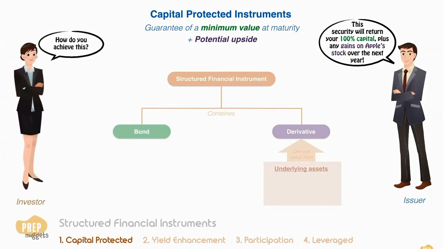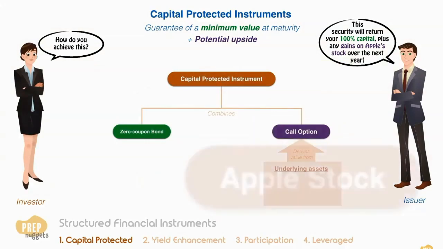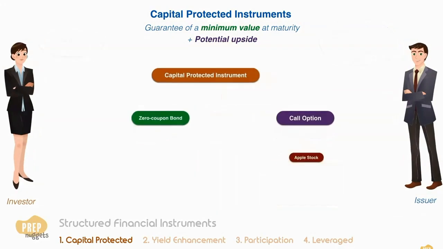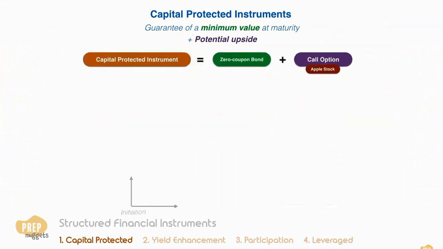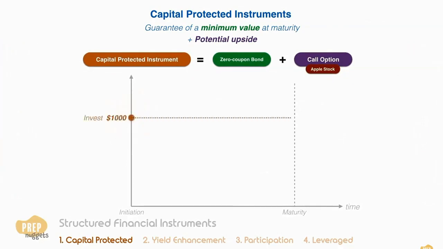How does the issuer achieve this? One simple way to structure such a security is to combine a zero-coupon bond with a call option on the underlying asset, which in this case is the Apple stock. So, as in this case, let's say the security is priced at $1,000. The investor places $1,000 at initiation and is promised that she will receive the $1,000 back at maturity, plus a percentage of any gains from Apple's stock.